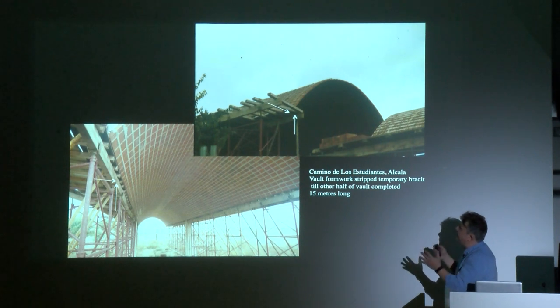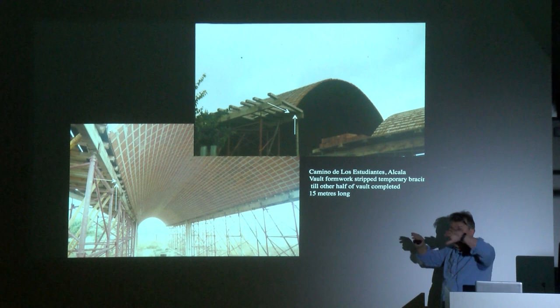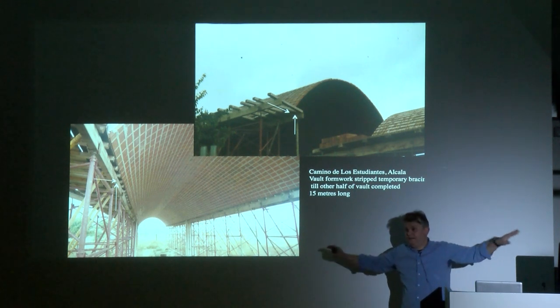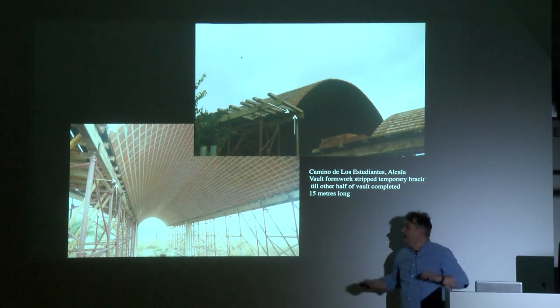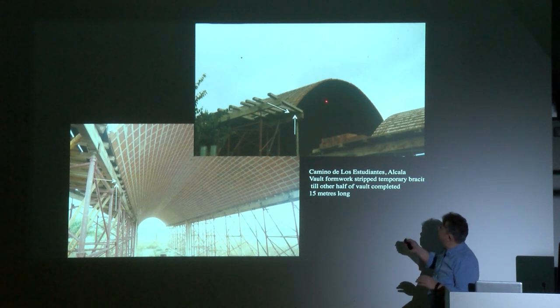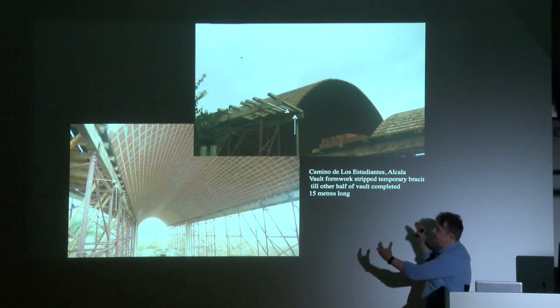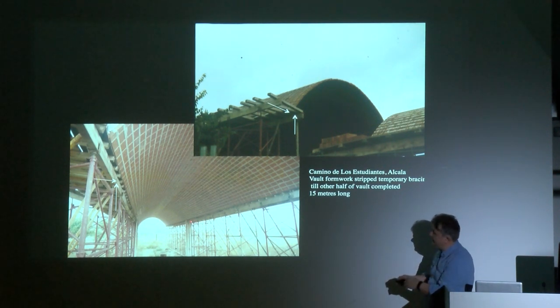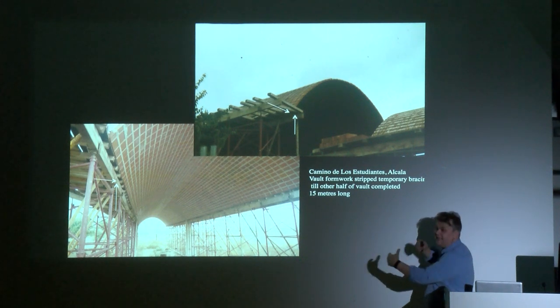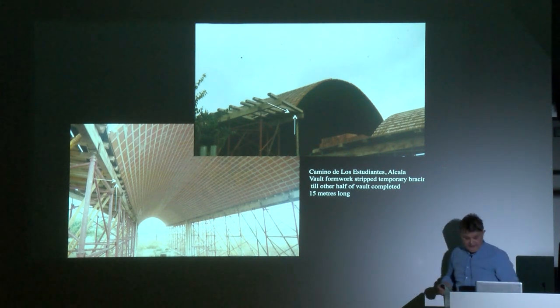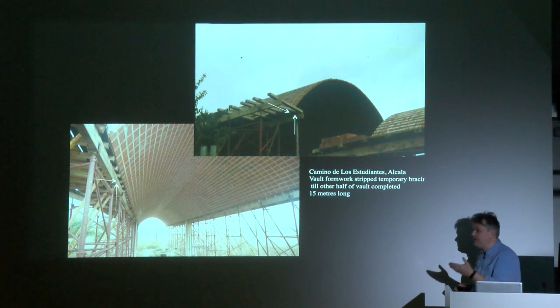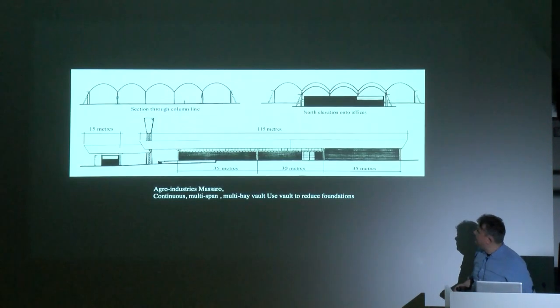In order to provide the support for the arch, the formwork here, the temporary propping, supports both the vertical and resists the thrust. The arch wants to flatten out, wants to push out. And once that's set and the next section is put in, everything is pre-compressed and the vaults actually cantilever. It's quite an interesting sequence. So sequence of construction becomes quite critical in that as well.